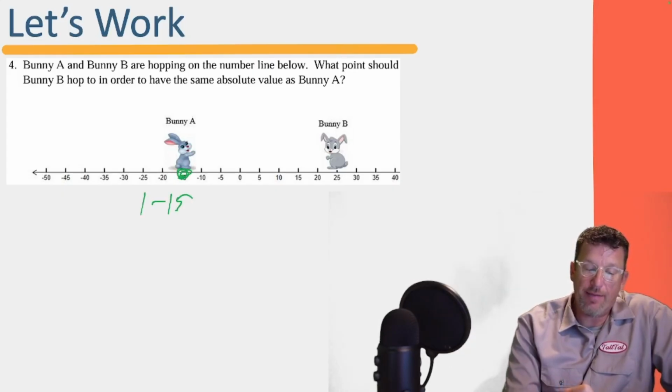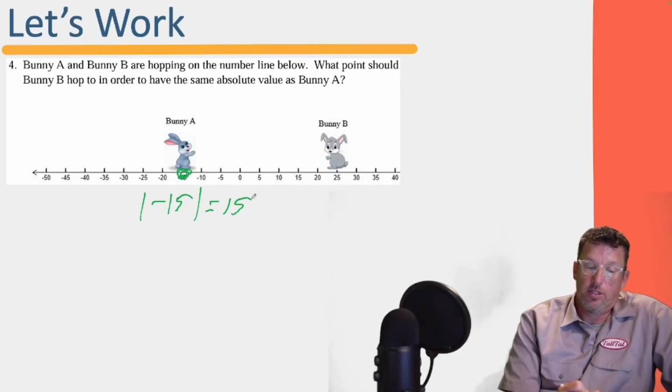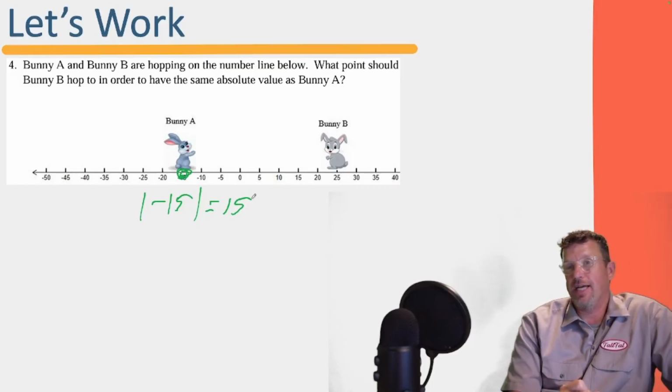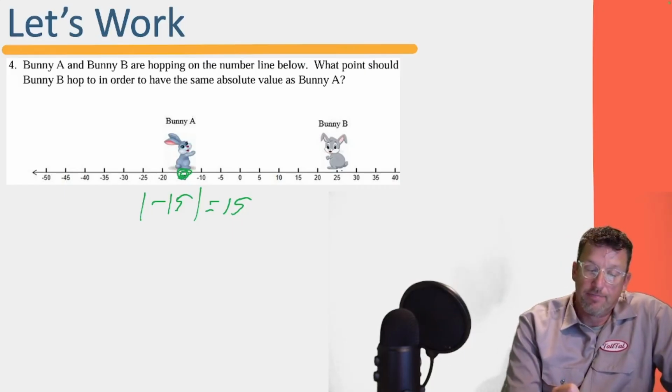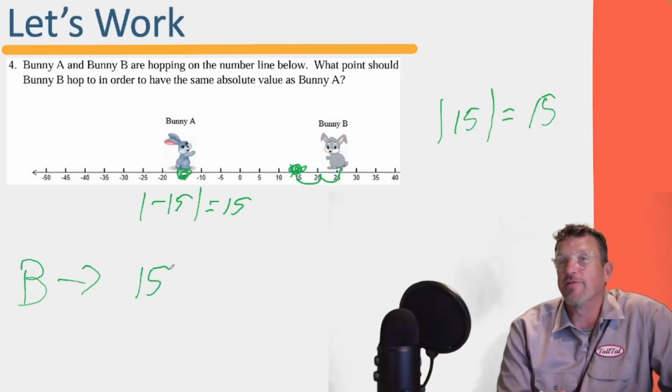And what's the absolute value of Bunny A? What's the absolute value of negative 15? It's 15 away from 0. So what point should Bunny B hop to in order to have the same absolute value? Well, what else has an absolute value of 15? He should hop right there. He should go to 15, because the absolute value of 15 equals 15. Bunny B should go to 15, because that will give him an absolute value of 15, just like Bunny A.